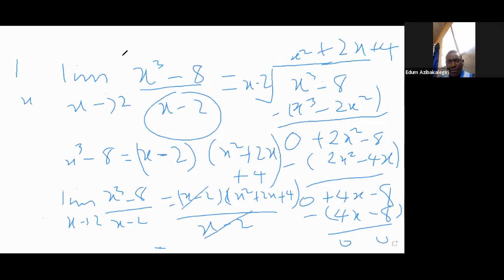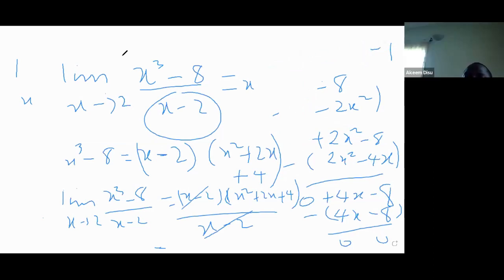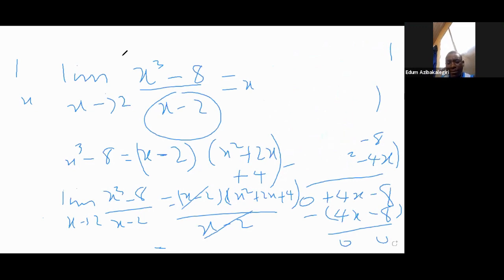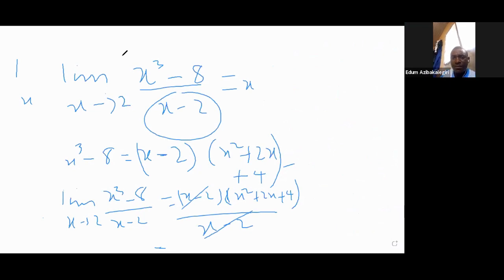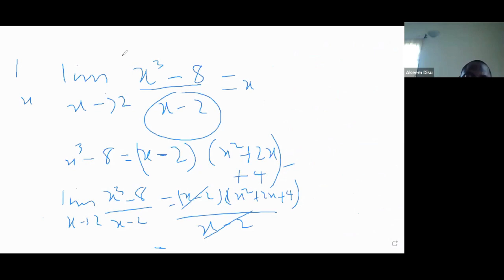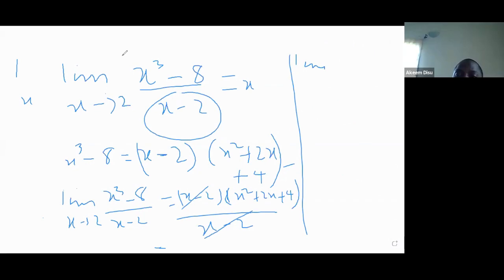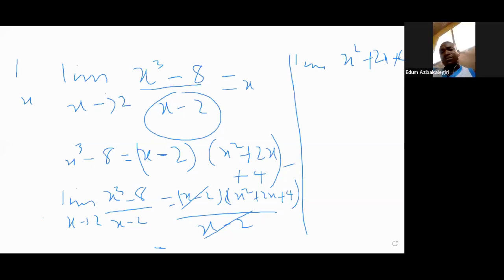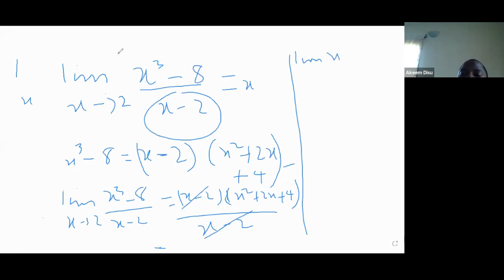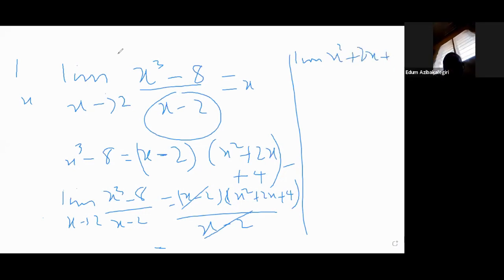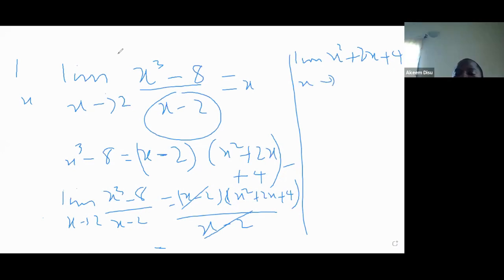That means we are left with this. We are left with what? Limit s squared plus 2s plus 4. Let me write it properly. Limit s squared plus 2s plus 4 as s tends to 2.